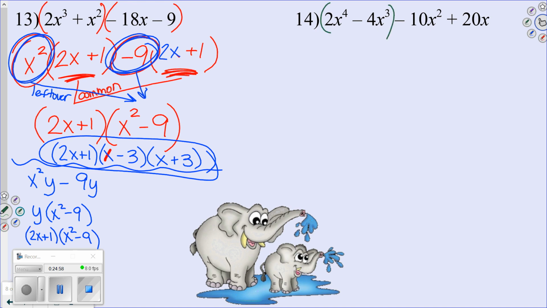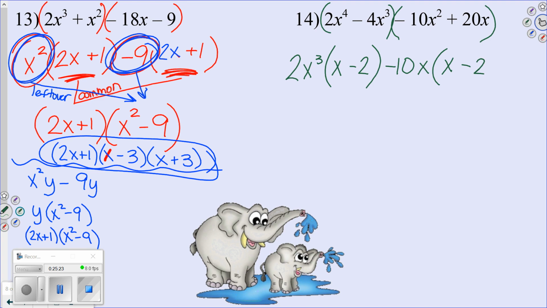All right, group first two, group the last two. Yep, so we pull out a GCF from the first set, which you're right is 2x to the third. X minus 2. GCF in the second set, negative 10x. What's left? What's common? Right, so that's the common. That comes out first. And then what's left over?